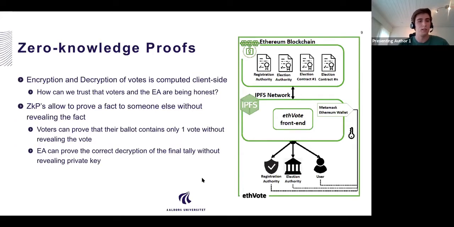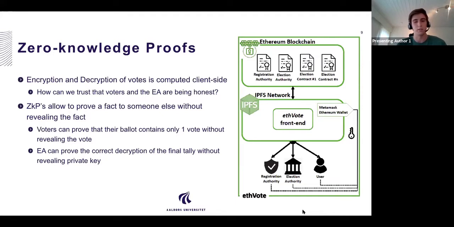And then in addition to that, how can we know that the encryption from voters and the decryption of the actual tally itself is true? How can we trust both voters and the election authority to actually be honest about this? And this is where zero knowledge proofs come in. So zero knowledge proofs allow you to prove a certain fact to a third party without revealing the fact itself.